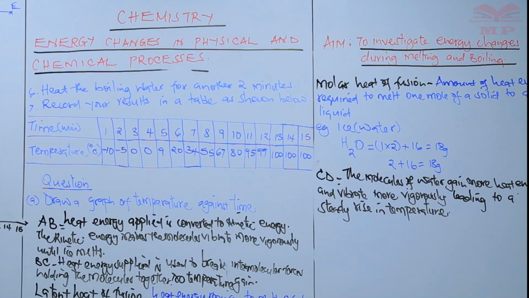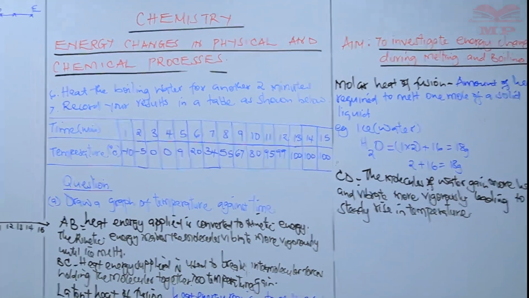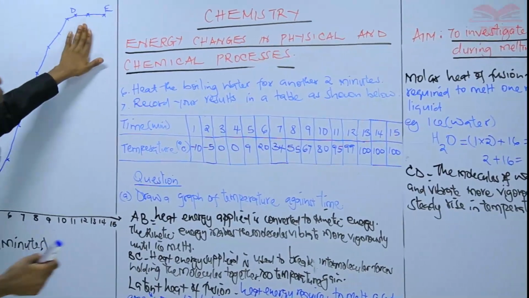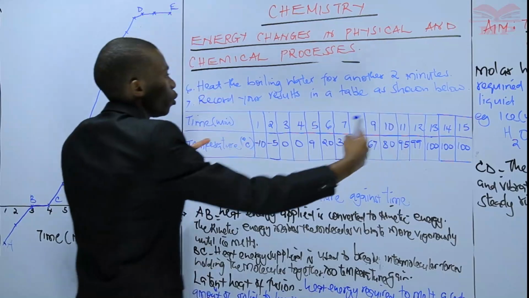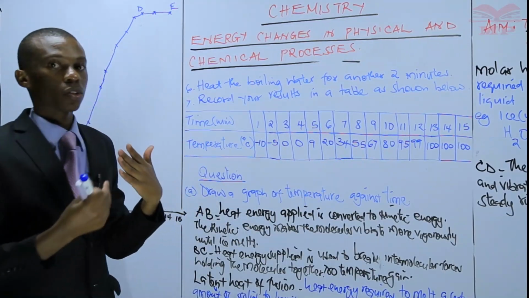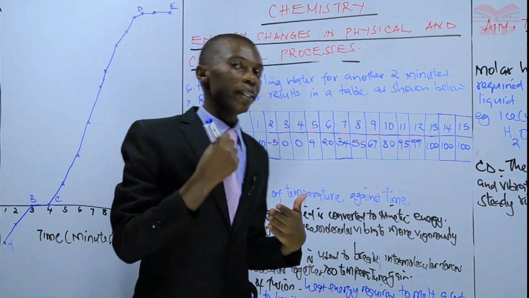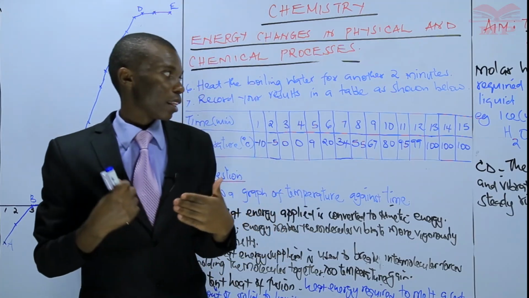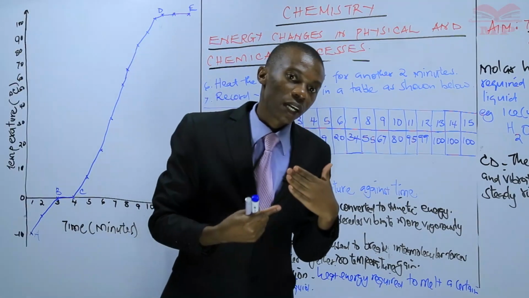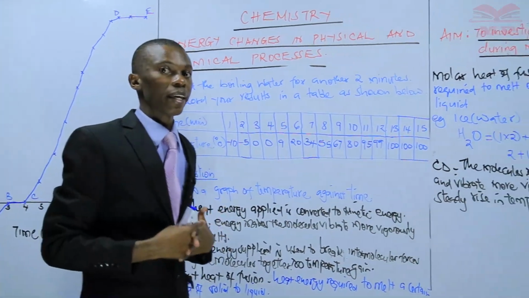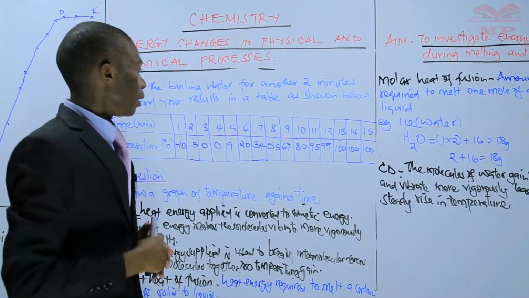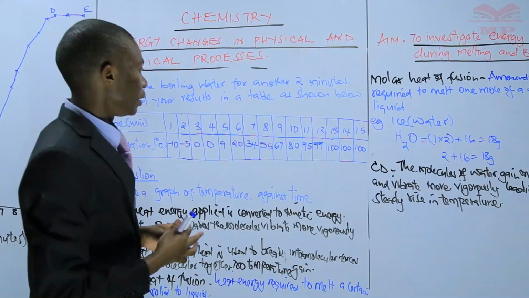And you can see it from your graph, that from the 4th minute, the temperature is rising very steadily all the way up to 100. From 0 all the way up to 100, because the molecules of this water are gaining heat energy and vibrating more vigorously, leading to a steady rise in temperature. And our last part is part DE.